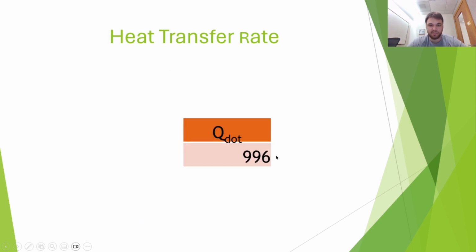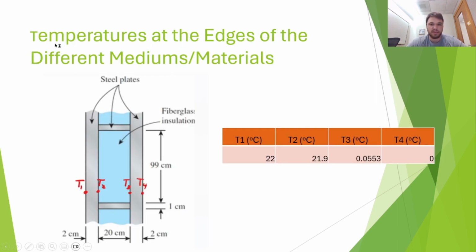The heat transfer I got from doing this is going to be Q dot in watts. It's going to be 996. Temperatures at the edges of the different mediums and materials: this is T1, this is T2, this is T3, this is T4. We lost about 0.05 degrees Celsius from T1 to T2, and the same thing from T3 to T4. And then in the insulation, we lost 21.9 degrees to be exact, or around there, 21.889, I think.